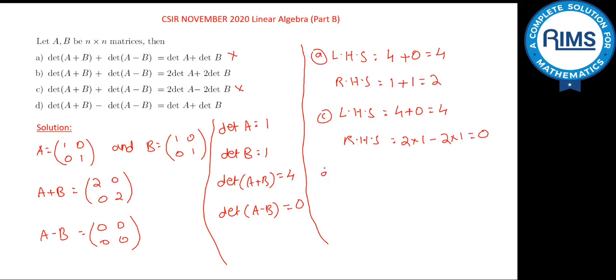Now consider option D. Determinant of A plus B minus determinant of A minus B, that is LHS equal to determinant of A plus B, 4, minus 0, which is equal to 4, and RHS equal to determinant of A plus determinant of B, that is 1 plus 1, which is equal to 2. Here also both are not equal, therefore option D is also false. Here only option B is true. The proof of this option we will do later.